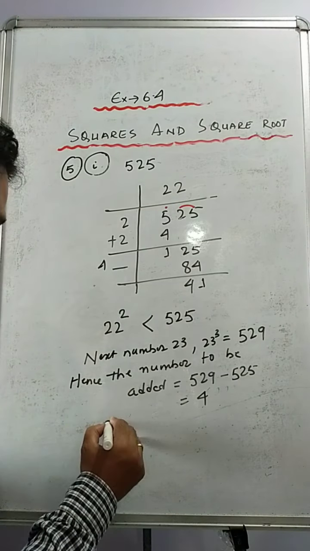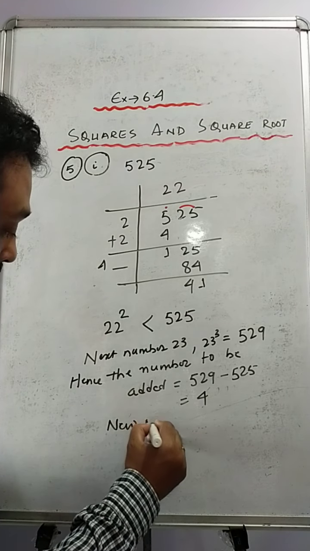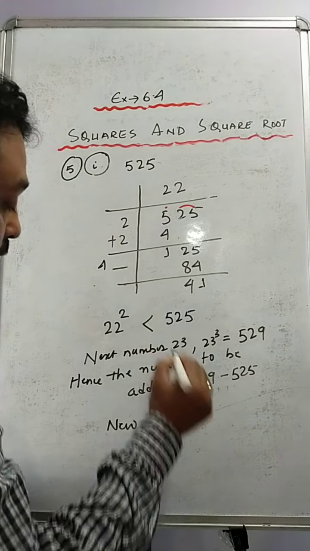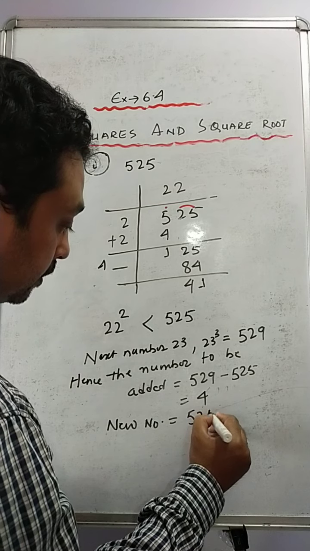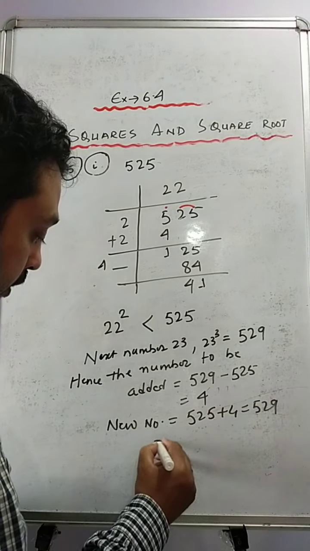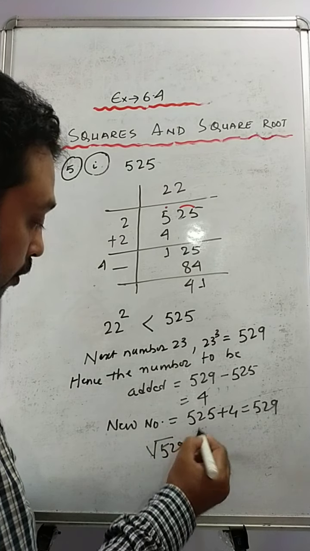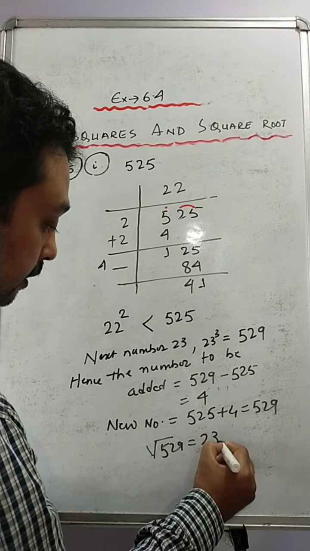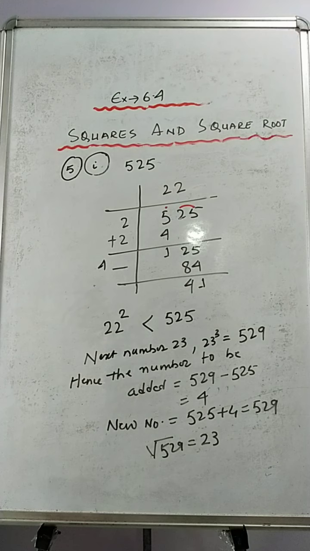So what will the new number be, students? If I add 4 to this number, the new number I will get is 529. And as we know, the square root of 529 is obviously 23. So this is how you will do question number 5. All the sums of question number 5 type will be done in this way only.